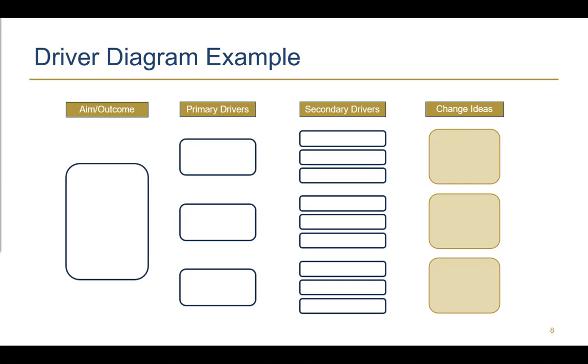These primary drivers contribute directly to achieving the aim. To the right of the primary drivers are secondary drivers that are components of and influence the primary drivers. Secondary drivers can connect to more than one primary driver. The team then studies and records specific change ideas, also called interventions, so that they can test for each secondary driver. As you identify each driver, you will also need to establish a way to measure it. Change ideas also can connect to more than one secondary driver.